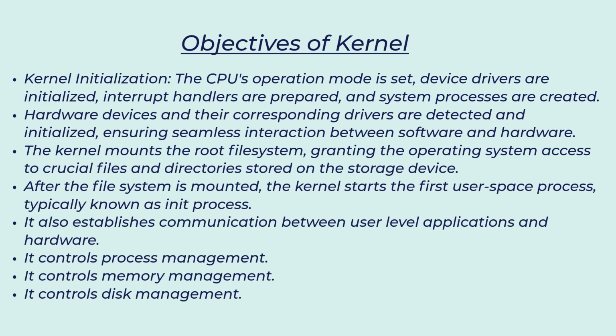The kernel then mounts the root file system, granting the operating system access to crucial files and directories stored on the storage device. After the file system is mounted, the kernel starts the first user space process, typically known as init. In certain cases, it's also called systemd or upstart. So these are basically the first daemons, or the first processes that get initialized.